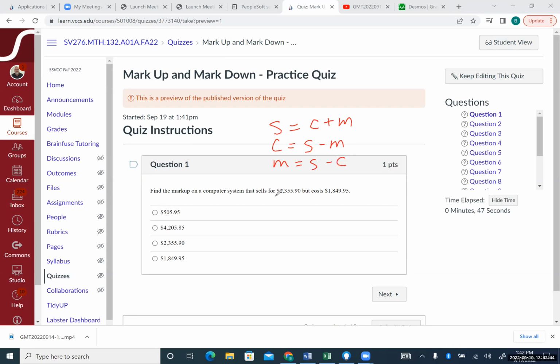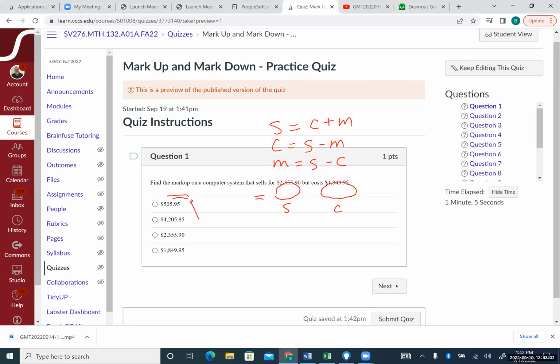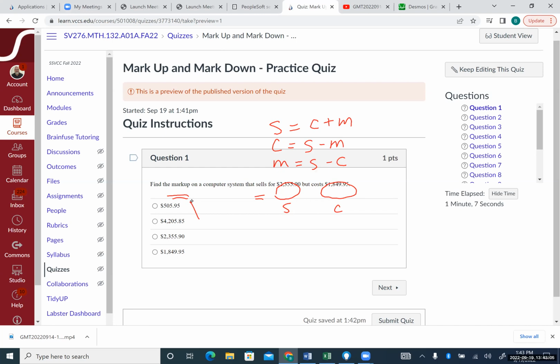Right here, I have the selling price. It tells you it sells for that, so that's our S. This is what it costs, so that's our C. And they're telling us to find the markup, so we're looking for M. We're going to use this form: we're looking for M, we have selling price, we have cost.